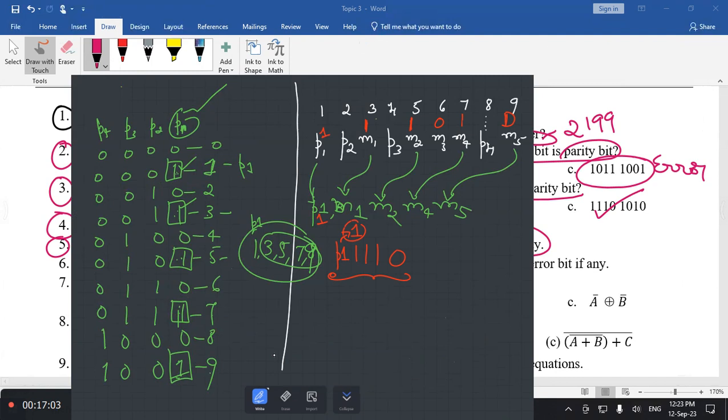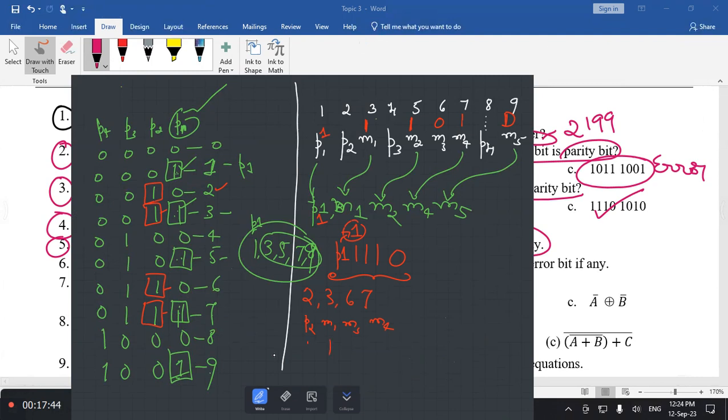P1 is 1. How do you get P2 now? Which combinations do you have to take? 2, 3, 6, 7. You should take this, this, this, this. What is there in 2? P2 itself, right? This is what you have to find out now. What is there in 3? M1. What is there in 6? M3. What is there in the last one, 7? M4.